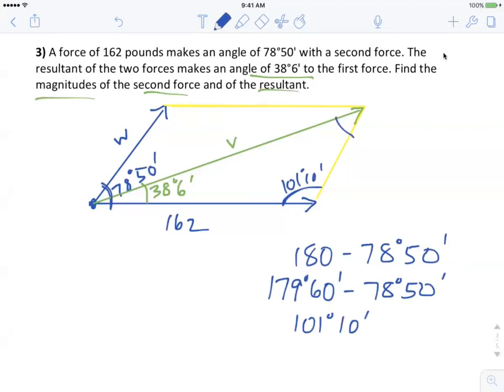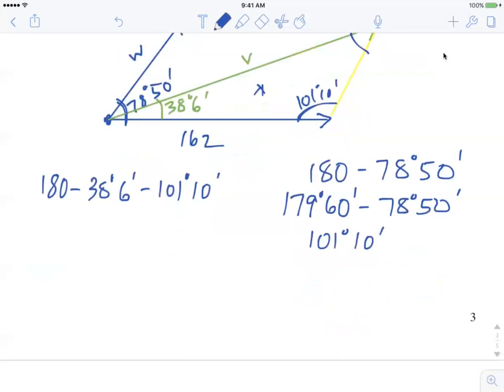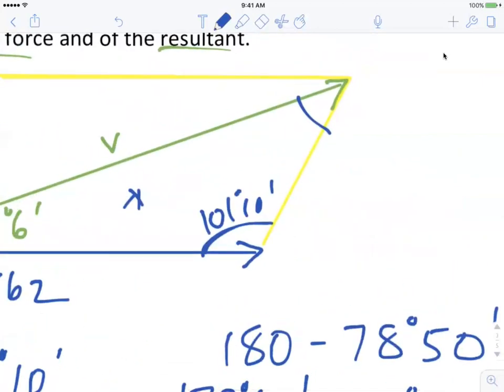Now that third angle up here, I'm going to need to solve this triangle. That is a 180 rule on this triangle down here, right? So then 180 minus 38 degrees 6 minutes, and then minus the 101 degrees 10 minutes. And again, think of that as 179 degrees 60 minutes minus all that stuff. So then you can subtract degrees and subtract minutes, right? So do 179 minus 38 minus 101, and that is 40. And then 60 minus 6 minus 10 is 44 minutes. So that's that angle up there, 40 degrees, 44 minutes.